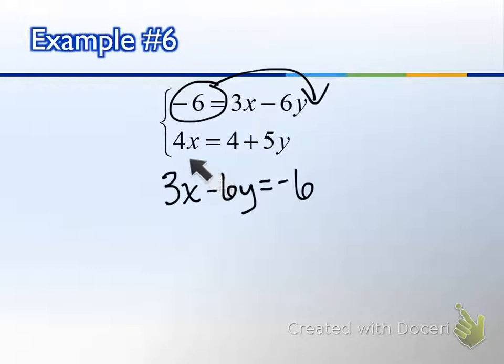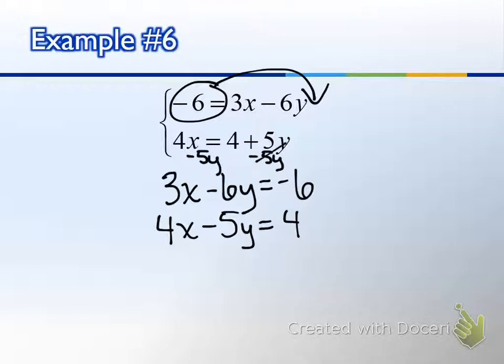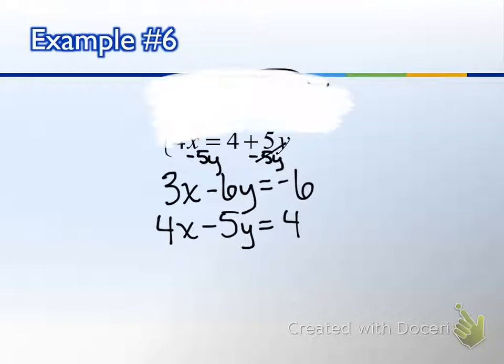In order to rearrange the one on the bottom, what's the easiest thing to do? Subtract 5y from both sides. So it becomes 4x minus 5y equals 4. So we subtracted 5y from both sides. Okay, now that it's all rearranged, are we all okay with this? Okay, so we can just ignore all of this up here. We're just done with it. Now we're working with this system here.